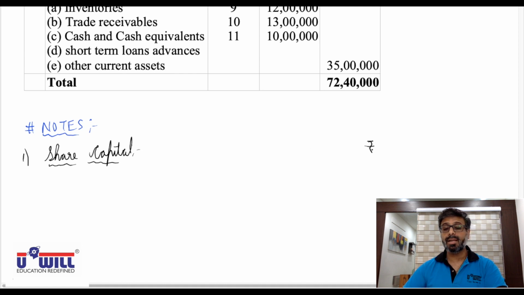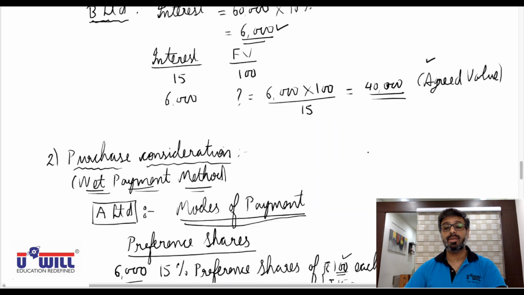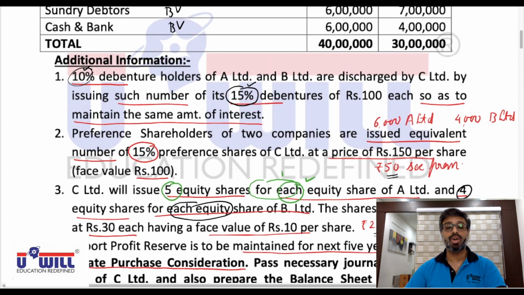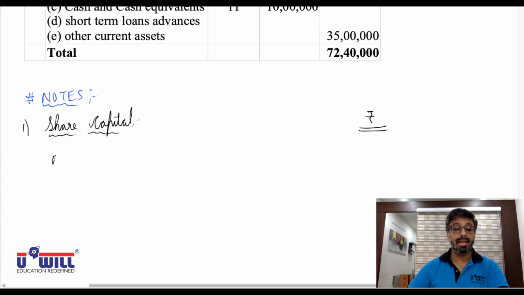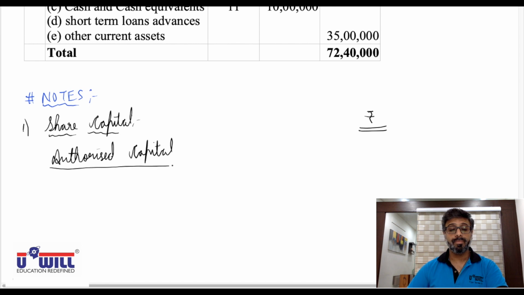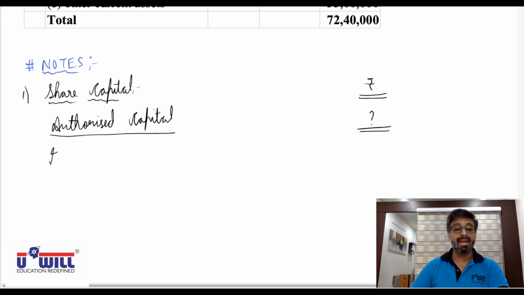Now in share capital, is authorized capital given in the question? All of you can see it's not given. So straight away for authorized capital we will write question mark and double underline. This I have told you in past lectures also. Then issued, subscribed and paid up capital.